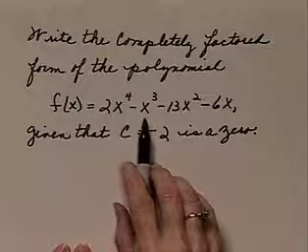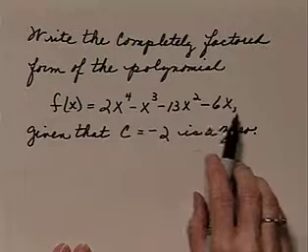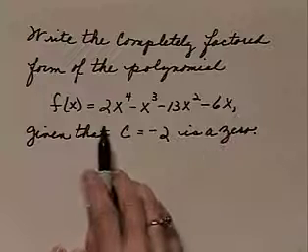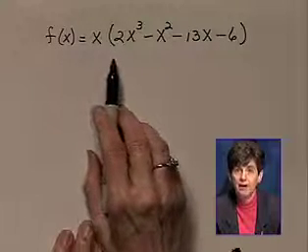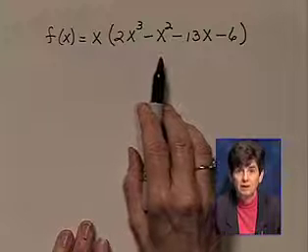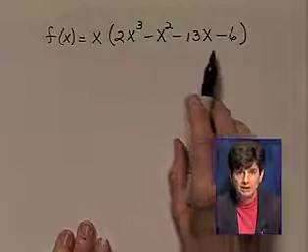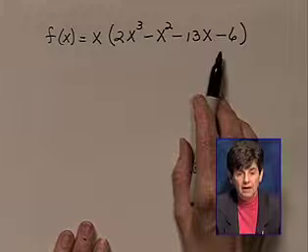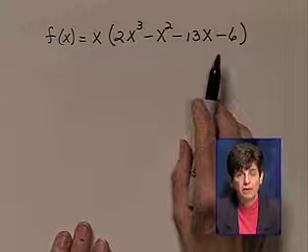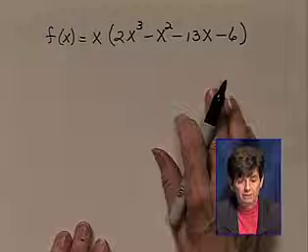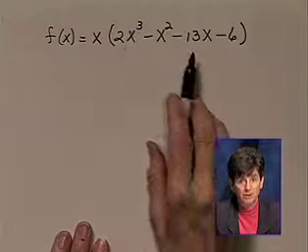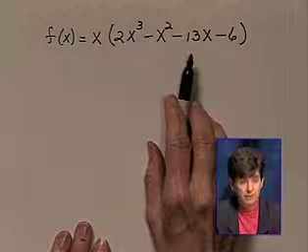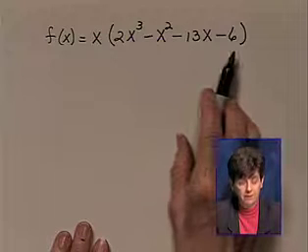Notice that all terms in this function have a factor of x. So we should first factor that x out. When we do, we have f of x equals x times the quantity 2x cubed minus x squared minus 13x minus 6. Now we know that c equals -2 is a 0 of our function. Therefore, it is a 0 of this polynomial factor. Let's use synthetic division here and find the other factors.